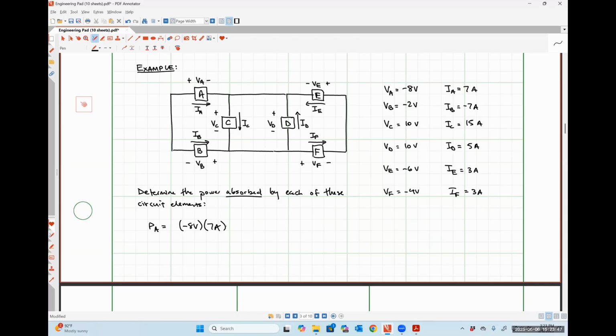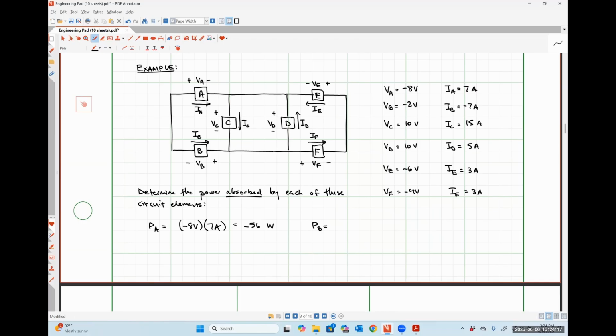So what I'd like for somebody to answer is: is the current IA flowing into the positive polarity terminal or into the negative polarity terminal of element A? Positive. It is flowing into the positive polarity terminal, which means we don't need to do anything. So element A is absorbing negative 56 watts of power, okay?